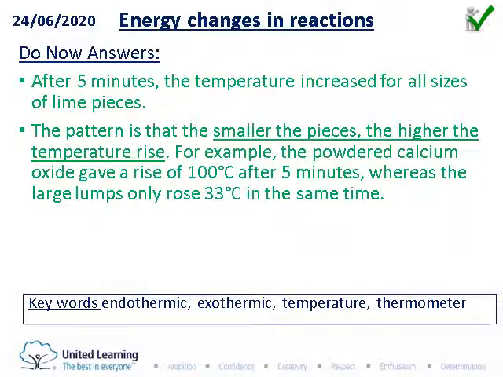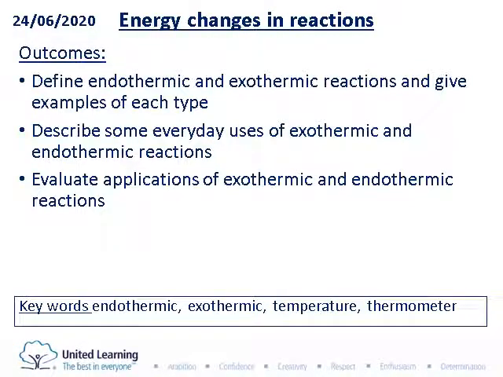So let's move on. What I want us to be able to do by the end of this lesson, some of you who've been part of the live lessons will already be confident with this, but I would use this as revision. We all need to be able to define endothermic and exothermic reactions and give examples of each type of reaction. We're going to give some everyday uses of those 2 reactions. We'll start to evaluate them, and we're also going to understand what it looks like on something called a reaction profile graph.